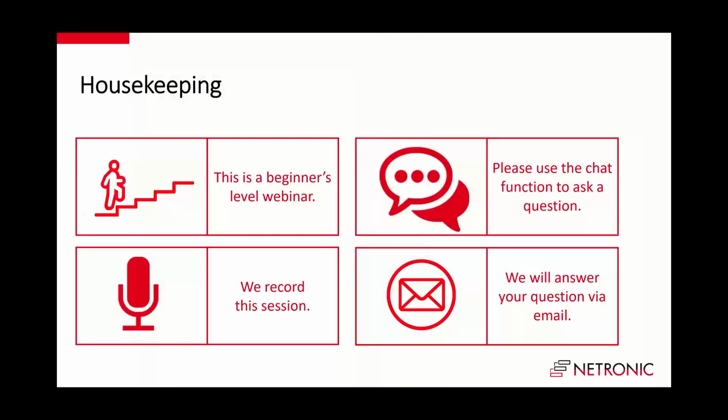With this, for today's webinar, a bit of housekeeping. First of all, this is really a beginner's level webinar. I will introduce the Visual Advanced Production Scheduler, and I try to keep it short, so let's say 45 minutes. The idea is to just give you an idea of what this extension can do for you or for your client. We record the session, and we make the recording available afterwards.